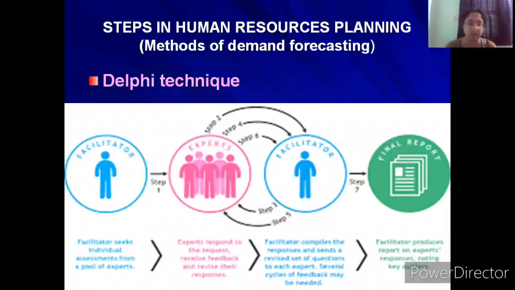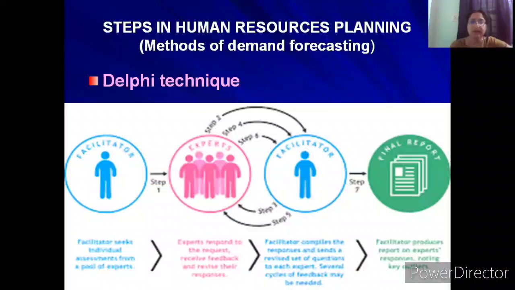Please note this point here. Okay. So how does this Delphi technique work? So what happens is a facilitator or an intermediary collects from each expert that expert's assumptions or forecasts.